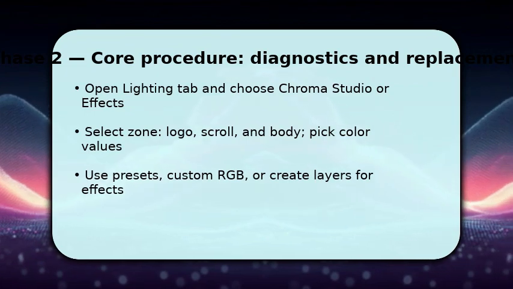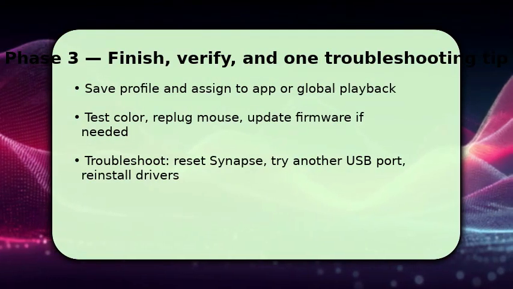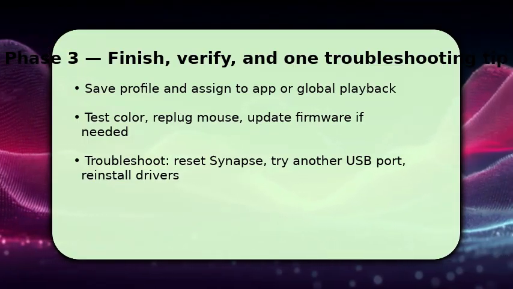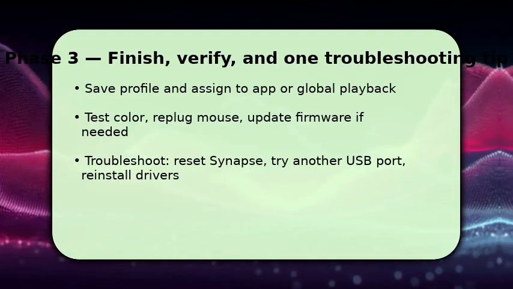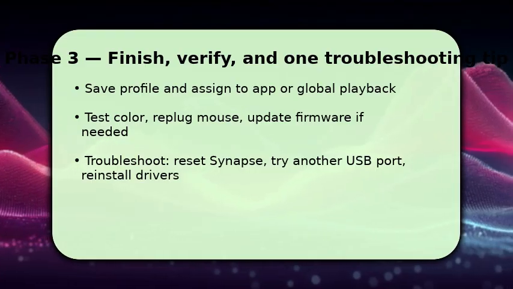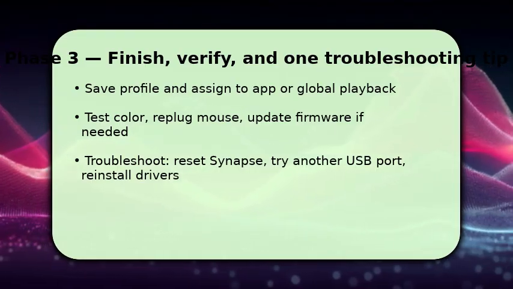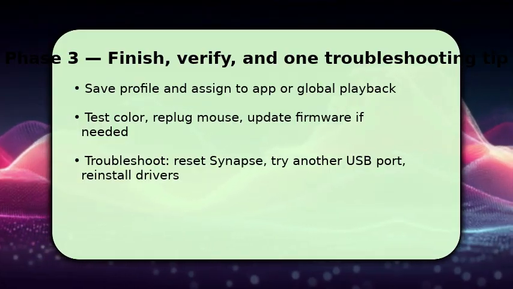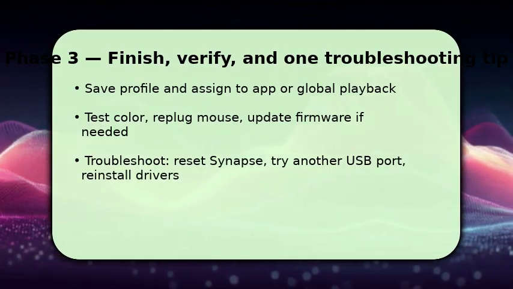You finish by saving the profile and assigning it to global or an app-specific slot so colors apply when you launch programs. Then test the color. If it doesn't apply, replug the mouse and check firmware updates in Synapse. Firmware mismatches block lighting. If problems persist, reset Synapse cache, try a different USB port, and reinstall drivers.